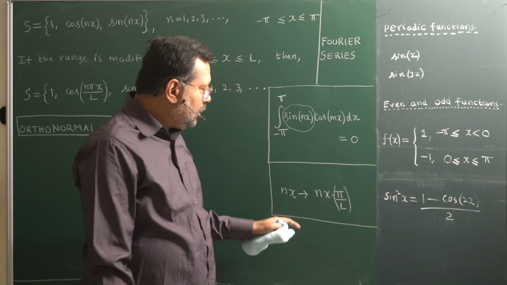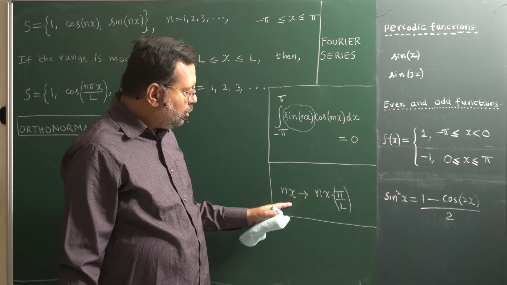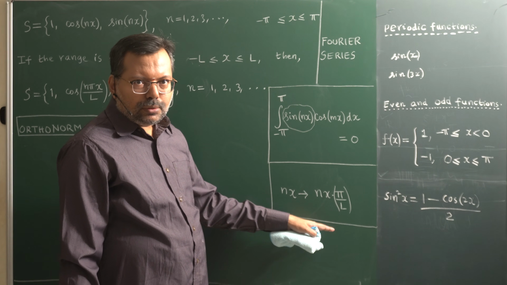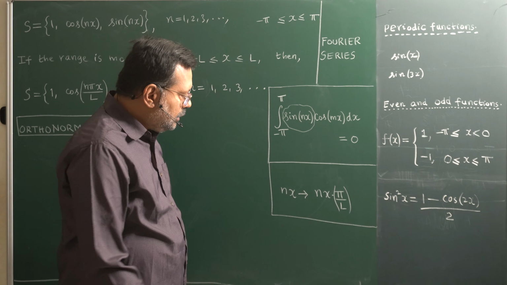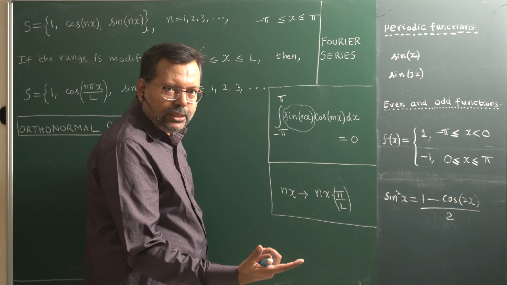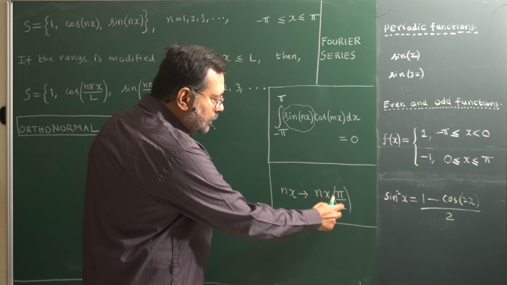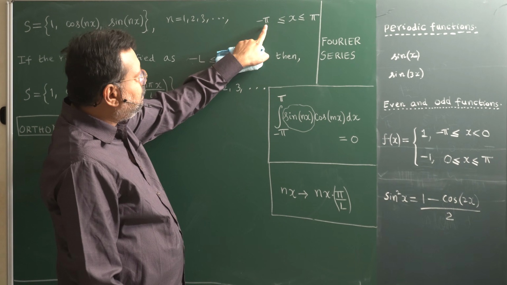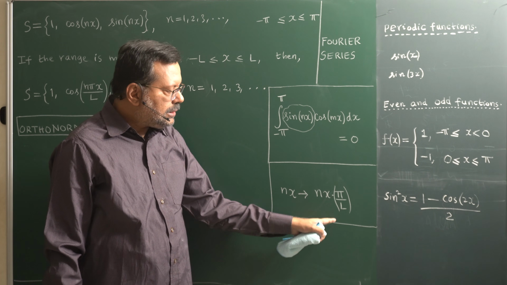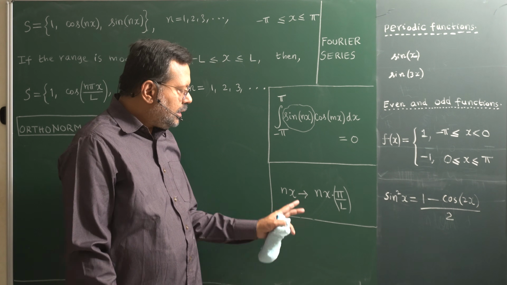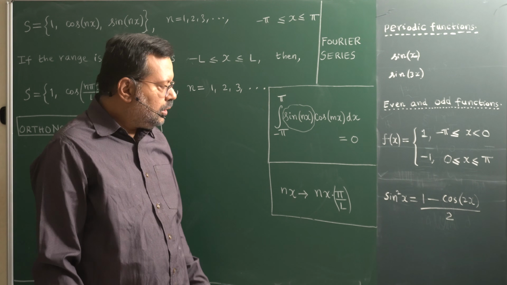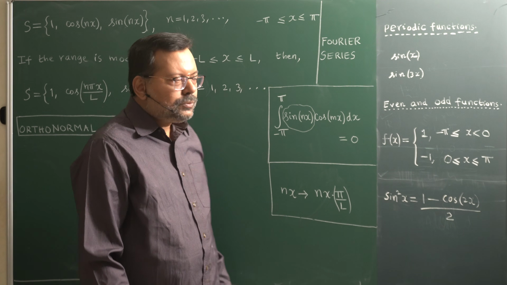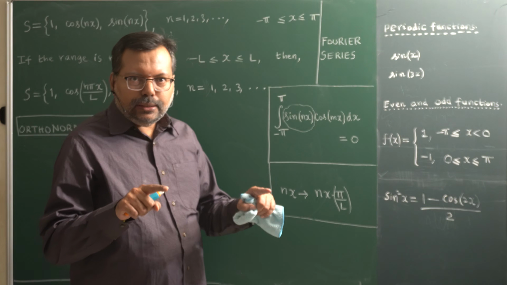In order to do that, there is nothing much to do. The nx has to be replaced by nx multiplied by pi by L. There is no difficulty here because nx is there, there is no change. Suppose L happens to be pi, then pi by L you can cancel. That means it becomes just 1, so nx is nothing but nx only. So nx will be replaced by nx multiplied by pi by L, so that you can consider any arbitrary range.